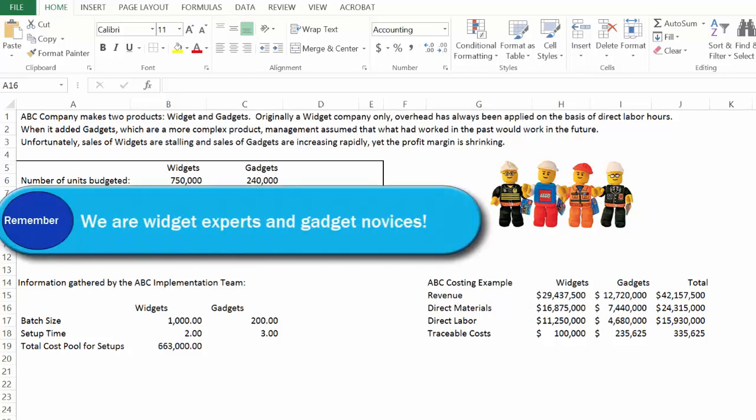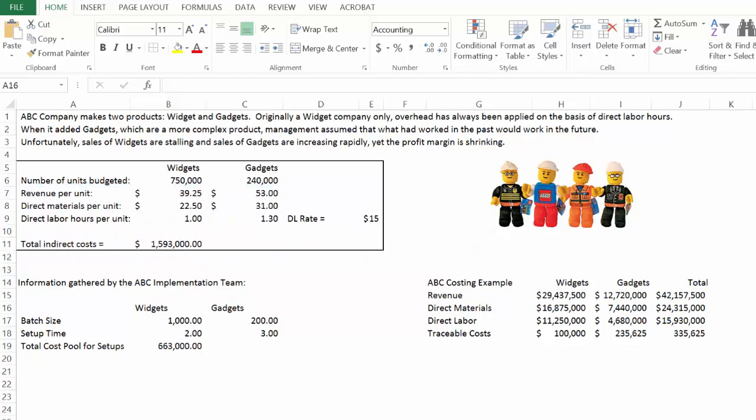Additionally, we are very efficient at setting up our machinery for widgets. We've been doing it for a long time. The setup time is only 2 hours, but we're still learning how to set up gadgets. Maybe our learning curve will change over time, but for right now, it's taking 3 hours to set up everything to produce gadgets. The total cost pool for setups is $663,000. We need to figure out how to adjust that.